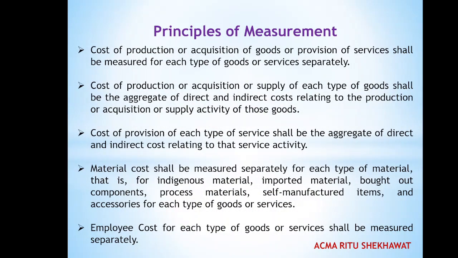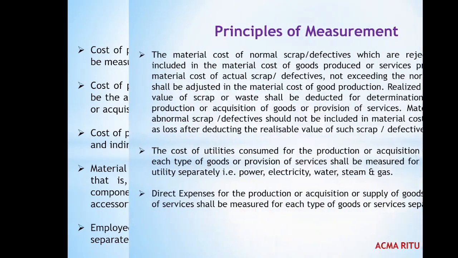Principles also: the cost of production or acquisition of goods or provision of services may be measured for each type of goods or services separately. The cost of production or acquisition or supply of each type of goods shall be the aggregate of direct and indirect costs related to the production, acquisition or supply activity of those goods. The cost of provision of each type of service shall be the aggregate of direct and indirect costs related to the said service activity. Material cost shall be measured separately for each type of material. Whatever we have produced, we have to measure the material cost separately. Same with employee cost also, it will be measured separately.